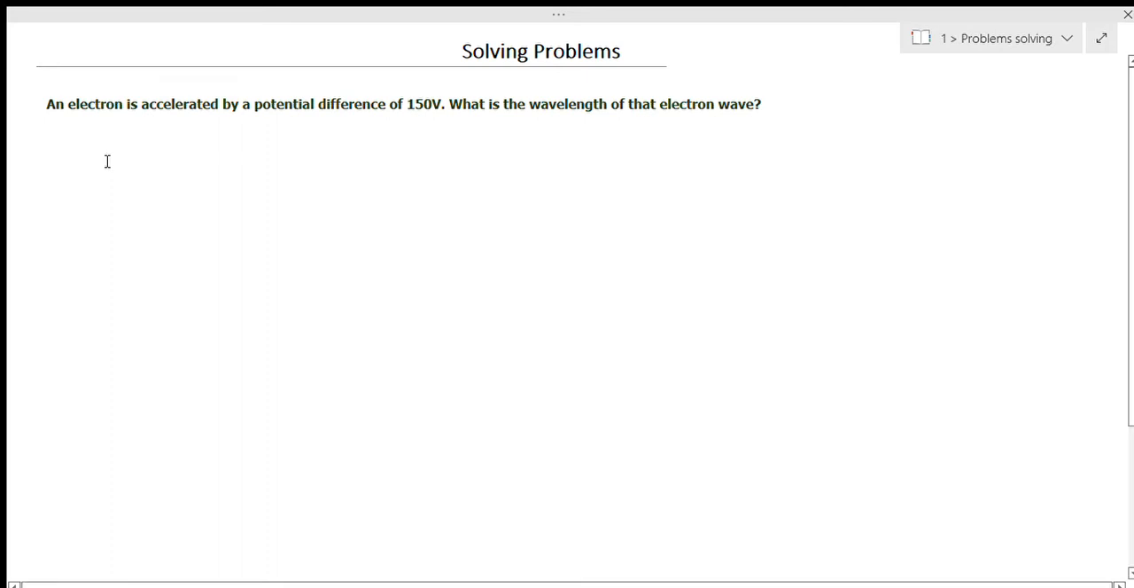Hi everyone, today we are going to solve problems based on de Broglie's wavelength. The first problem is: an electron is accelerated by a potential difference of 150 volt. What is the wavelength of that electron wave? So write the given data.